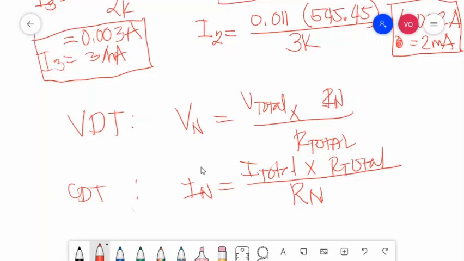Okay, so we will solve. We are now ready to solve complex circuits because we have discussed already the basics. So, you need to understand the basic principles of series and parallel circuits before solving any complex circuits. Okay?